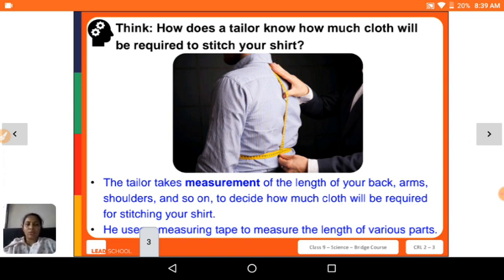When you go to a tailor to make clothes for you, he will take your sleeve size, back size, neck size, and shoulder size, and then according to that he will cut the cloth to stitch it in your shape, at your length. He uses a measuring tape, a yellow measuring tape, to measure the various parts of your body.